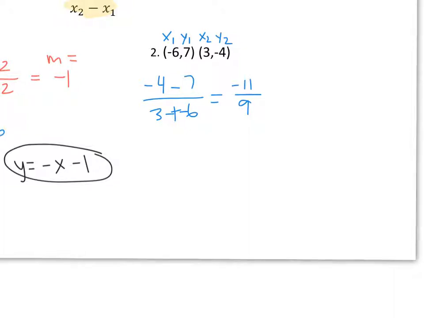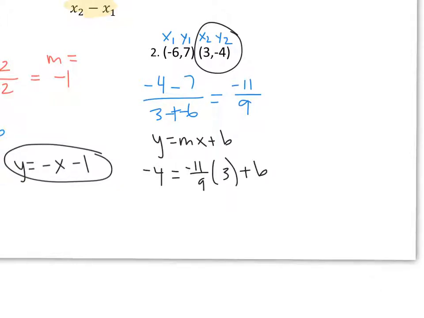Now I'm going to pick the easier of the 2 points to perhaps plug in, and I'm going to plug in that second one because that looks a little bit easier. So into y equals mx plus b, I'll say -4 equals m times x plus b. And here I have -11/9 times 3 over 1. I can cancel out a 3 of the 3 and the 9. And -11 times 1 is -11. 3 times 1 is 3. So I get -4 equals -11 thirds plus b.